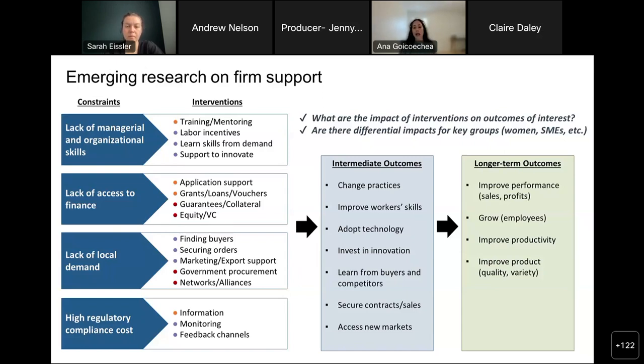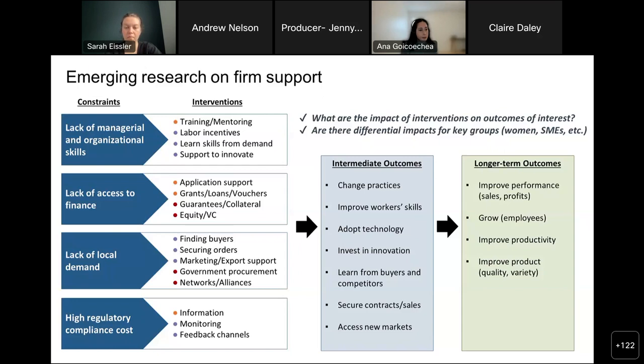And of course, you can read through it later, but this would provide certain firms with certain offerings with the intention of generating changes, like changing their managerial practices or making firms adopt technologies and in the long run, improving their productivity, for example, or making firms grow. So this was our very general theory of change for the program.